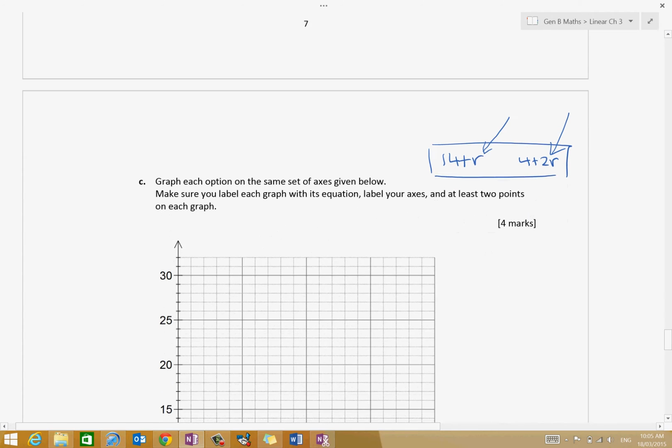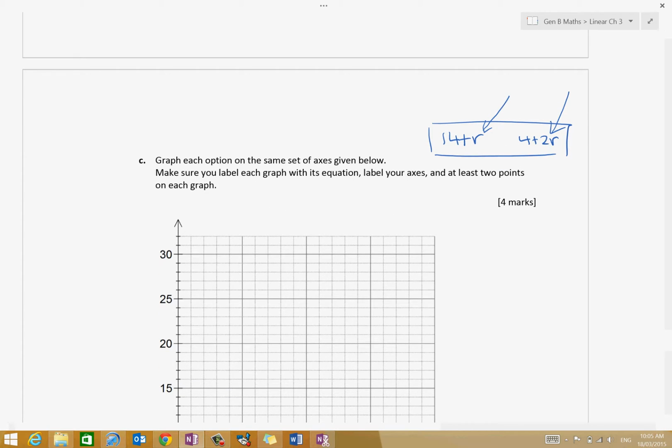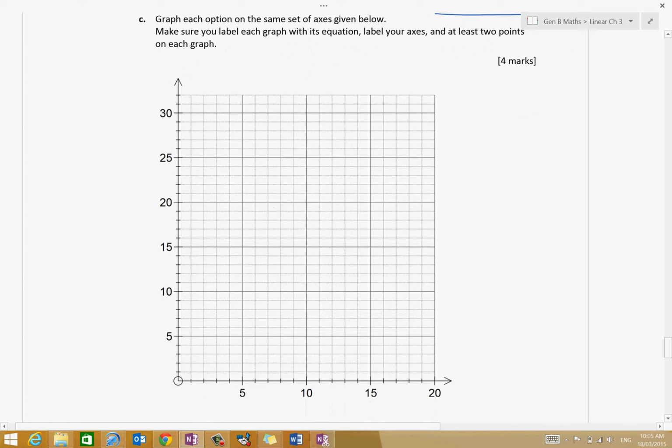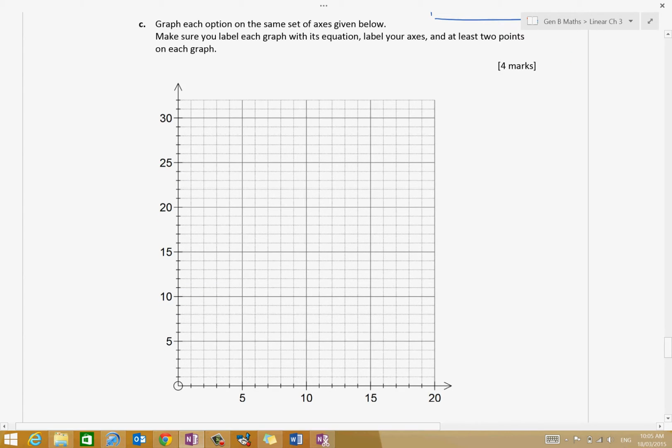Okay, so I've just shown you how to do it in the calculator, but we've got to mark this graph. Now, first of all, we've got to label it. What is this x-axis? It's R, which is the number of rides, isn't it? Yep. And what goes up here, isn't this T, which is in dollars.